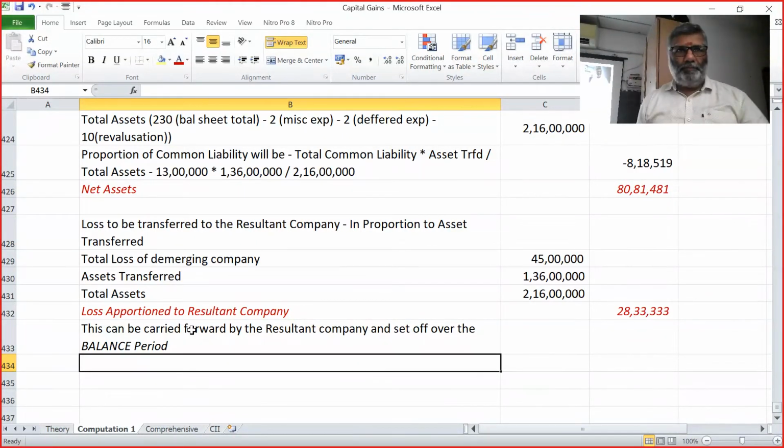Sir, what does the balance period mean? Business loss can be carried forward and set off over 8 years. Already 5 years is over, meaning the balance 3 years. This 28,33,333 has to be set off over the balance 3 years. Got it. Thank you, sir.